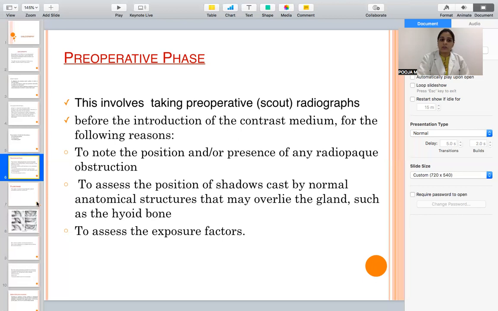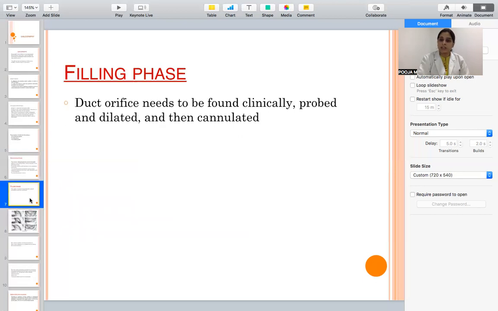Also, taking a scout radiograph is useful to assess the exposure factor. After introduction of the contrast medium, you need to adjust the exposure time within this X-ray machine. So to assess the exposure factors, you are supposed to take a scout radiograph before the introduction of contrast medium within the duct. So that is your preoperative phase.